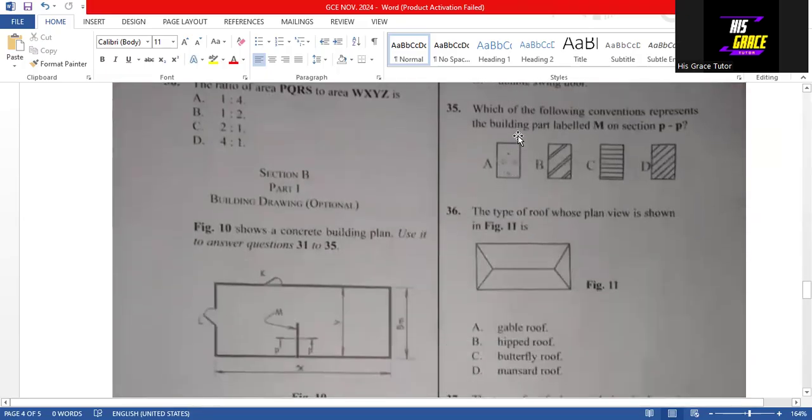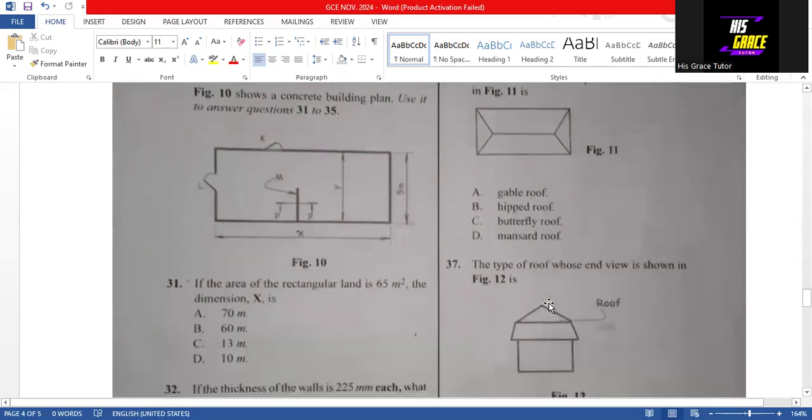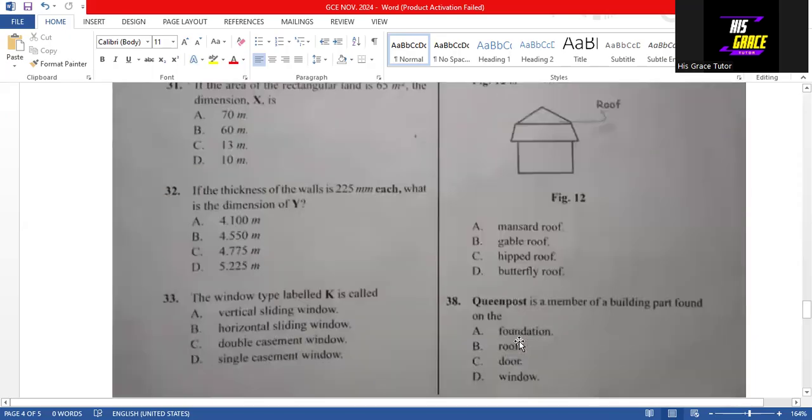Then question 35. Which of the following conventions represent the building part label M on the section PP? So this is a wall, and option B gives us the answer to that question. Then question 36. The type of roof whose plan view is shown in figure 11 is a hipped roof. That is option B, the answer to that question. Then question 37 says that the type of roof whose end view is shown in figure 12 is a mansard roof. That is option A, the answer.